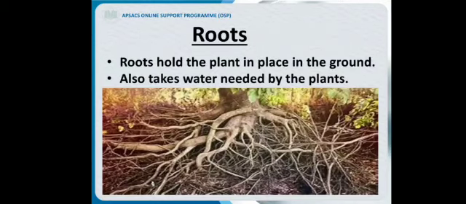Roots, the first part that we are going to discuss. Roots hold the plant in place in the ground. They also take in water needed by the plants. Roots are the part of the plant that gives support to the plant, and they are under the soil and take up water from the soil for the nourishment of plants.